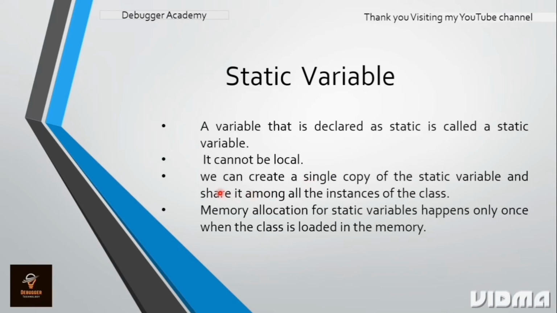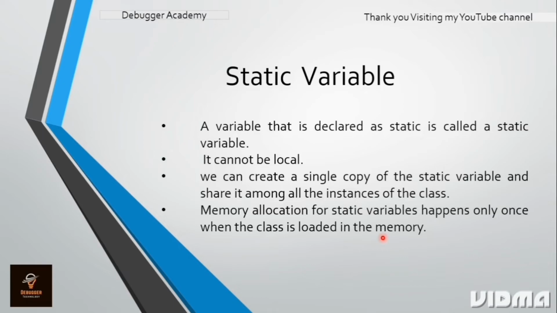So we can create a single copy of a static variable and share it among all the instances of the class, unlike an instance variable. Now, memory allocation for a static variable happens only once, when the class is loaded in memory. So it is an important question: when is a static variable allocated, or how can we allocate memory for a static variable?